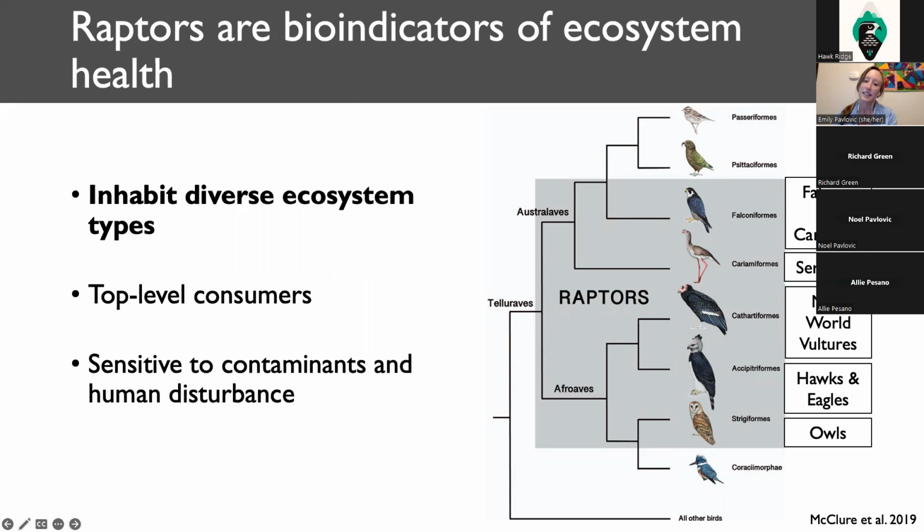You can see in this phylogenetic tree here that we have a variety of different species that are considered raptors. And those span from things like falcons and caracaras to things like hawks, eagles, and owls. What this means is that these diverse species also inhabit a wide variety of ecosystem types. And so if we monitor all of these species, we might be able to tell what's happening in a wide variety of different ecosystems.